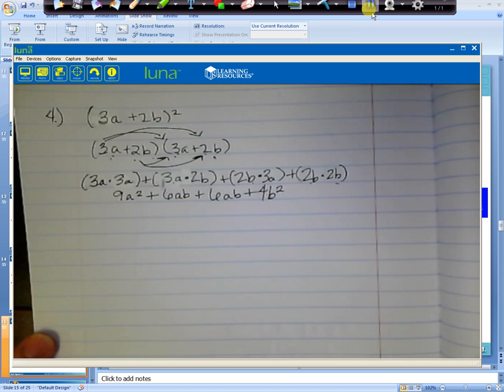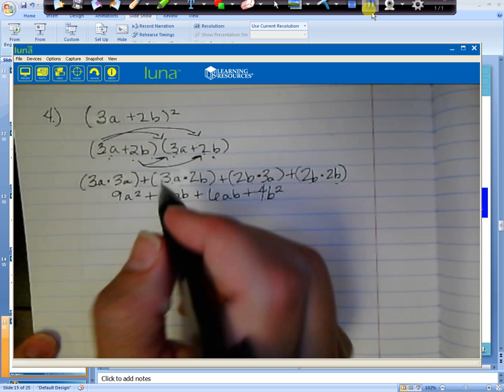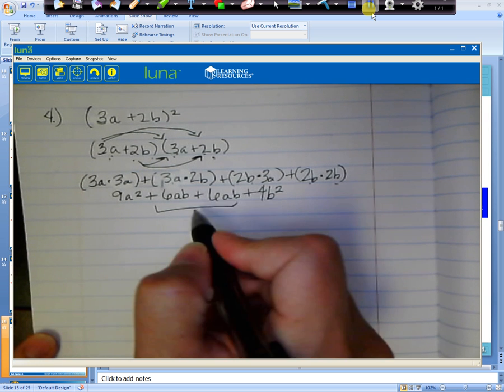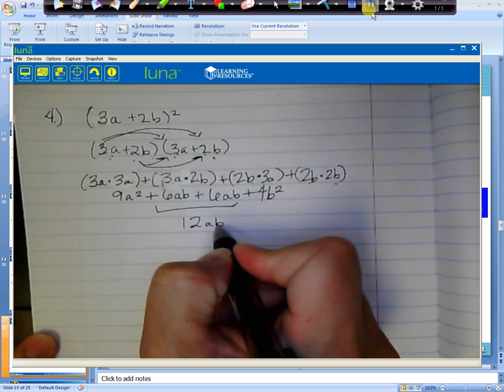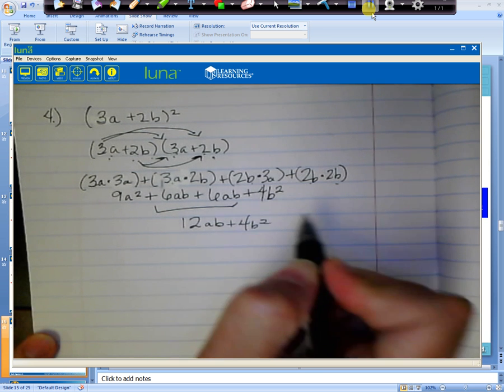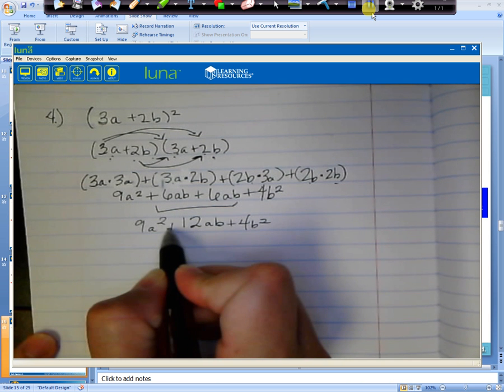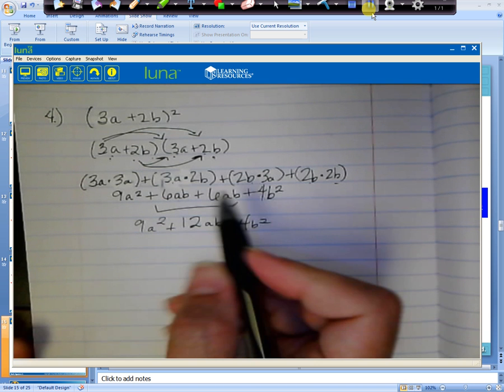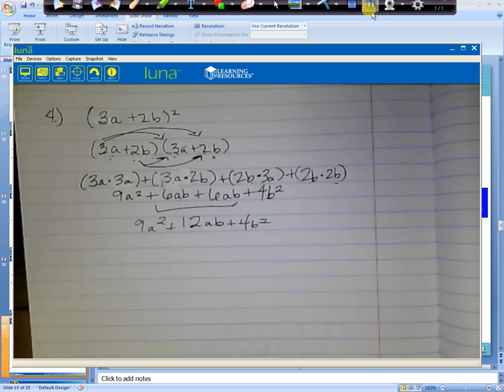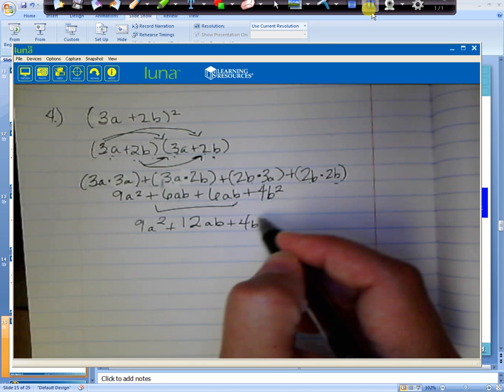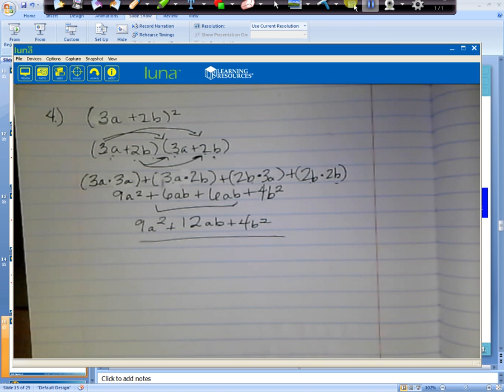So now I'm going to look at my like terms. I have 6ab and 6ab, which is going to give me 12ab. And again, because I wrote my letters in alphabetical order, it's easy for me to identify that those are like terms. Don't make the mistake of saying that ab and ba are not the same term. That's why we always put them in alphabetical order. So this should be your final answer here. You should have 9a squared plus 12ab plus 4b squared. Get all that down before you move forward.